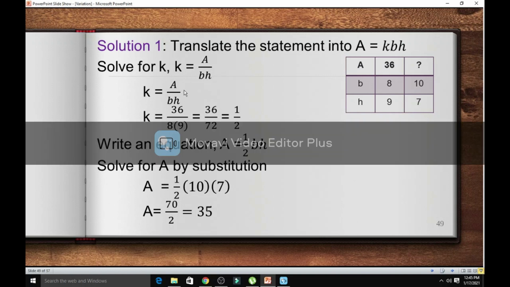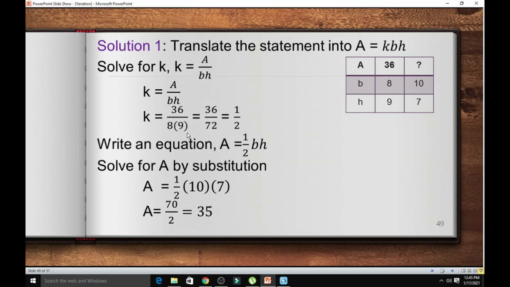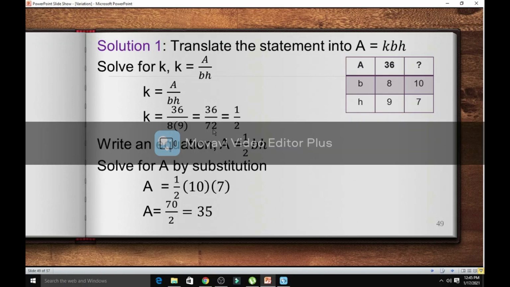So, we need to substitute lang the values of A, B, H in K is equal to A over BH. So, yung A natin is 36, yung B natin is 8, and yung H natin is 9. Kaya naging 36 over 8 multiplied by 9. So, simplify lang natin yung denominator. So, copy 36. So, 8 times 9 is equal to 72. So, 36 and 72 can be simplified and that is equivalent to 1/2.